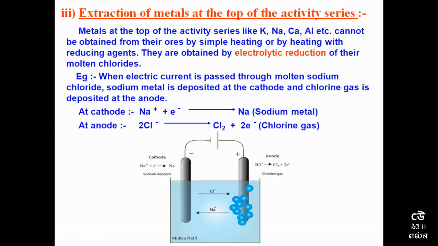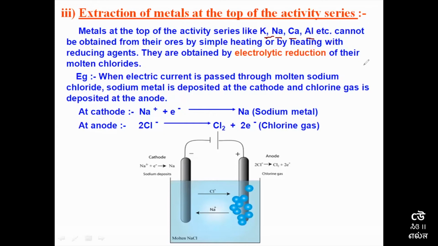heat. Now we have our next segment, which is about extraction of metals which are at the top of the reactivity series. If we talk about metals at the top of the reactivity series, we have sodium, potassium, calcium, aluminium, etc. These can't be obtained from their ores by simple heating or by using a reducing agent.